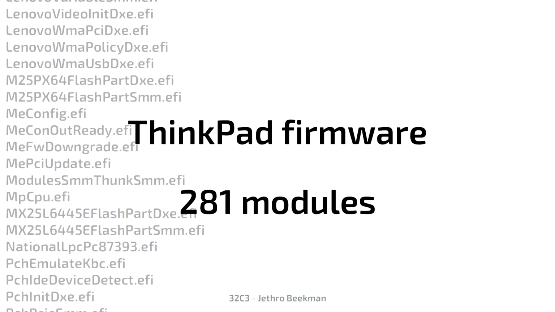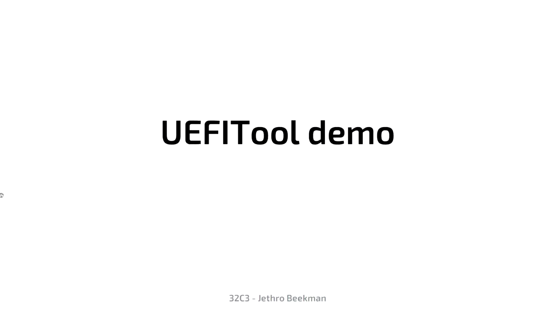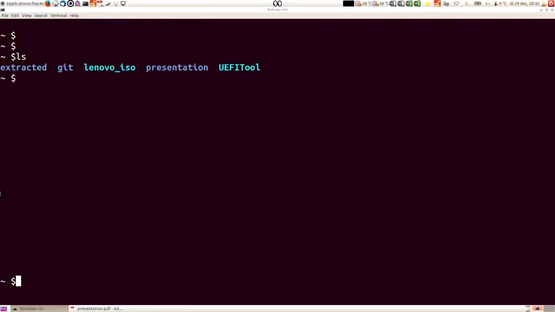And even though there's no dynamic linker, the whole firmware consists of 281 different modules in my case, and it could be similar numbers on your UEFI laptop. These modules all need to interact in some way. So let's take a look at the different modules. There's this tool called UEFI Tool, written by Nikolaj Schlej, and it really should be in your bag of tricks if you're interested in doing anything with UEFI firmware.